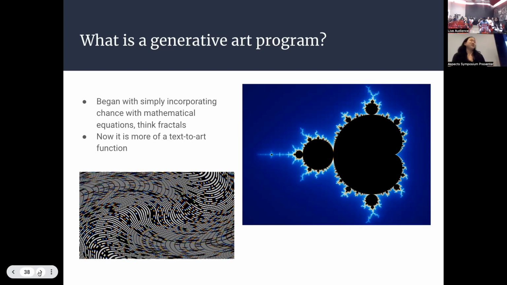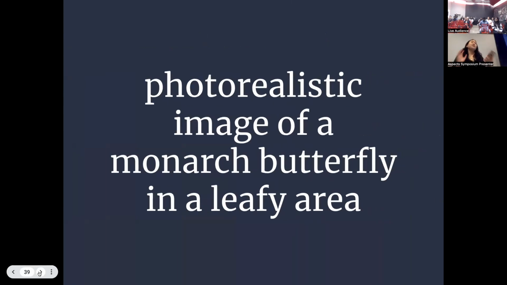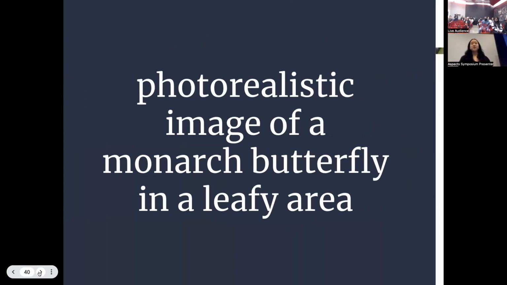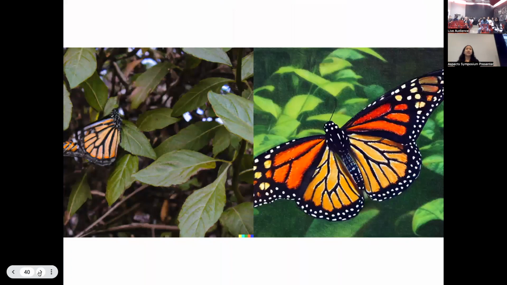Now, I have some examples for you. So when given the same exact prompt of a photorealistic image of a monarch butterfly in a leafy area, I just want you to picture this in your heads because I'm going to give you two side-by-sides. They produce different images. So these are the two images that they produce, and let's do a raise of hands if you thought more on the right, and then a raise of hands if you thought more on the left.